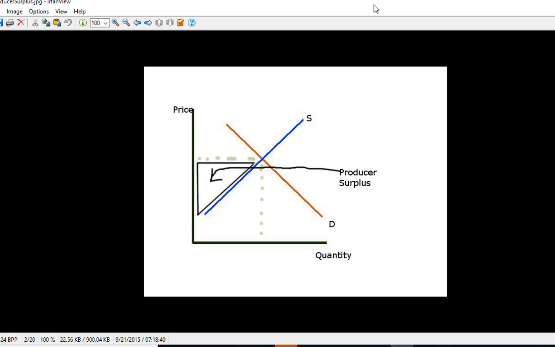And we've seen producer surplus is similarly when the producer would have been willing to sell that coffee for $2 but didn't have to. They sold it for $3. They're more than happy to take what's called producer surplus.